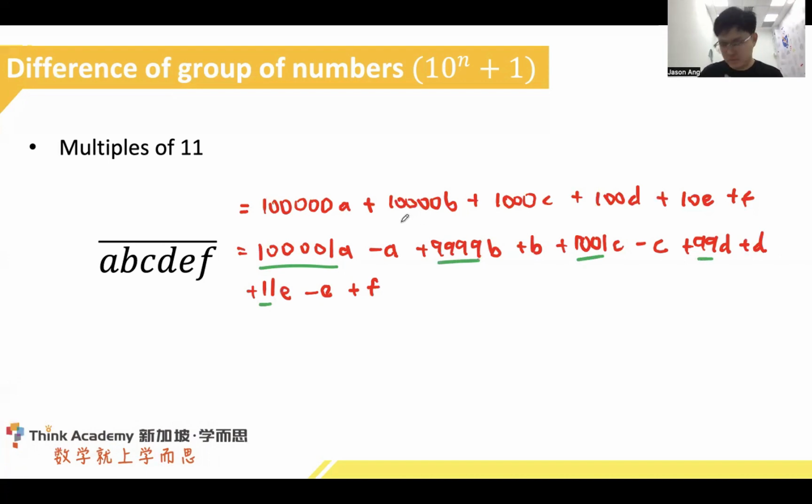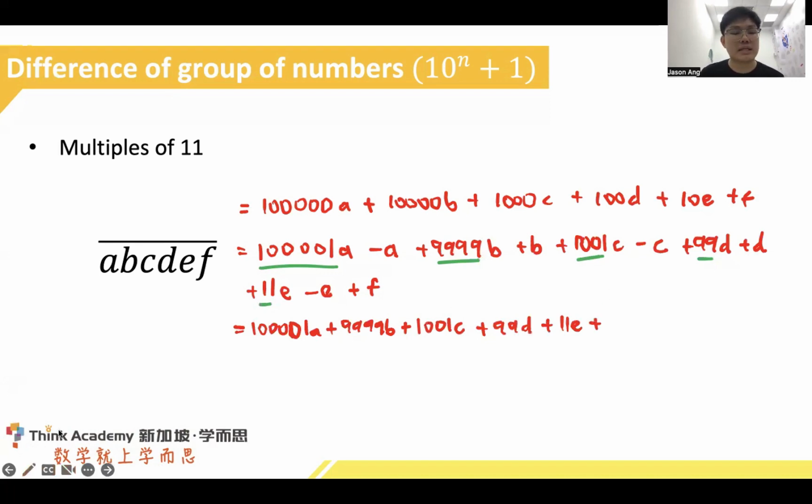So all we need to do now is actually to look at the remaining digits here, and it's going to give us this. 10001A plus 9999B plus 1001C plus 99D plus 11E. And we're going to be splitting the other numbers behind, and in a specific manner as well.